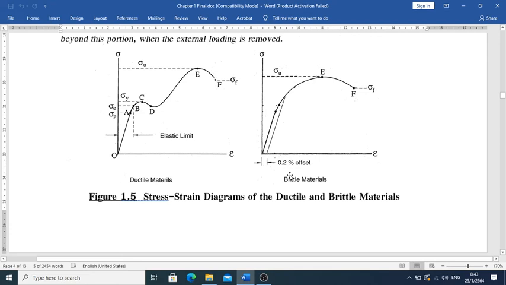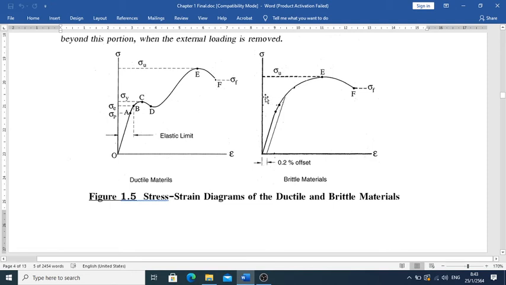We use the sigma 0.2, or the 0.2% offset method. We find a 0.2% offset right there, and then we make a line parallel to the graph, intercept the curve up here, and make a projection back here. You guys just do it like that.